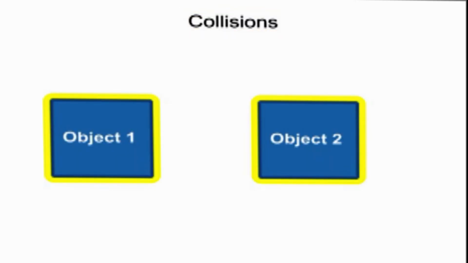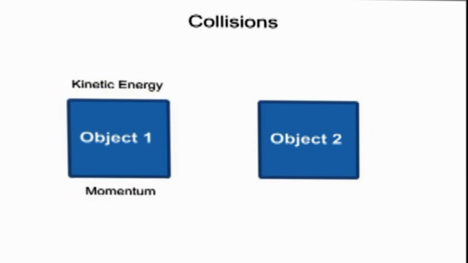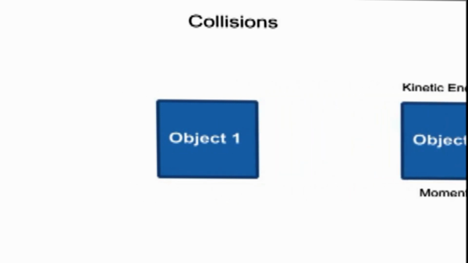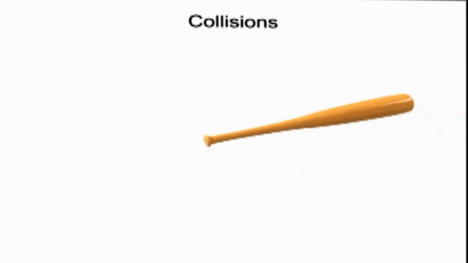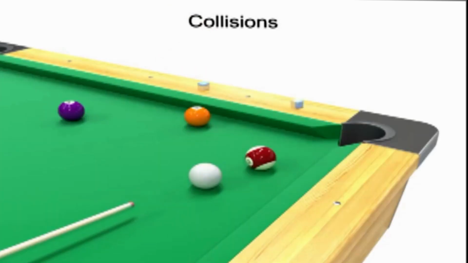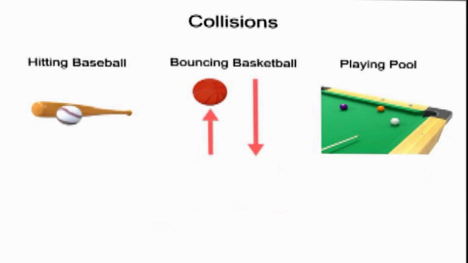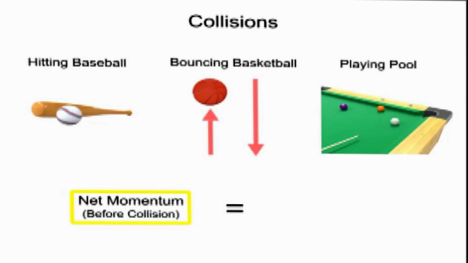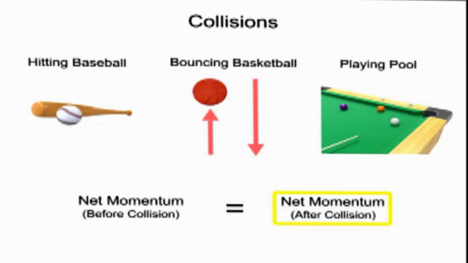Collisions happen when two or more objects come into contact with each other and transfer of momentum and kinetic energy occurs. Collisions occur every time you hit a baseball, punch a basketball, or play pool. When objects collide in the absence of external forces, they form a system in which the net momentum of both objects before the collision equals the net momentum of both objects after the collision.